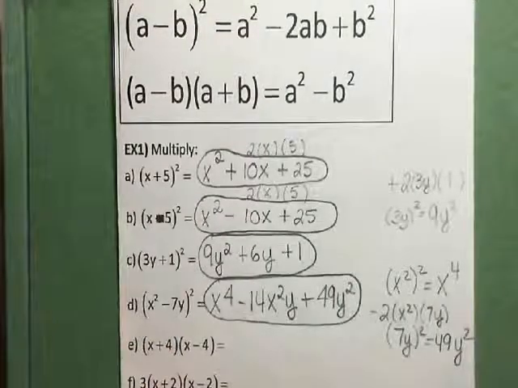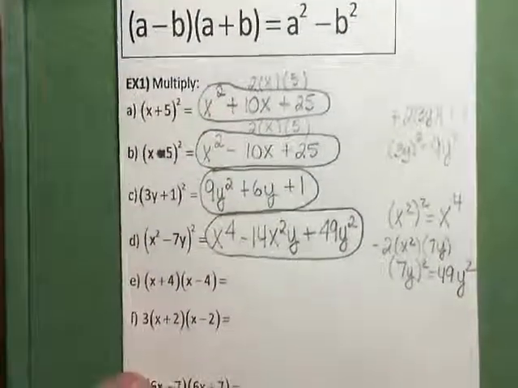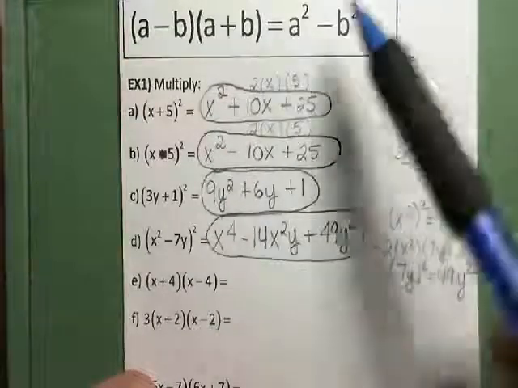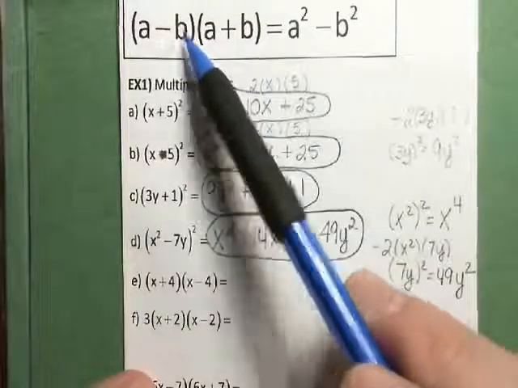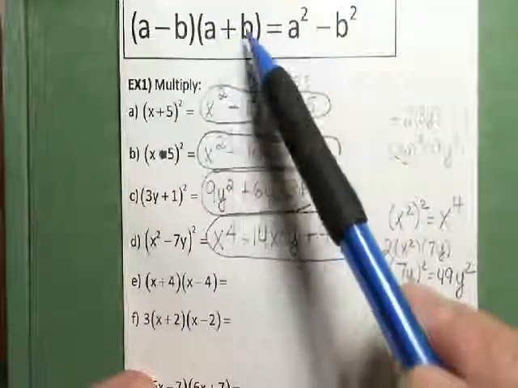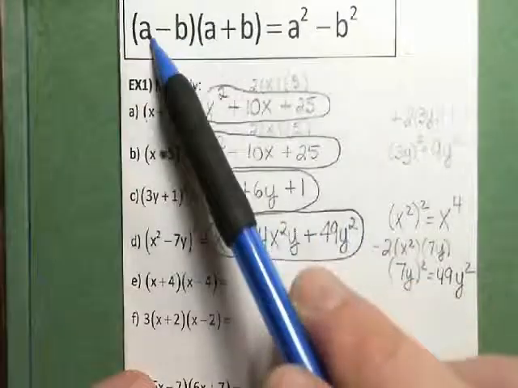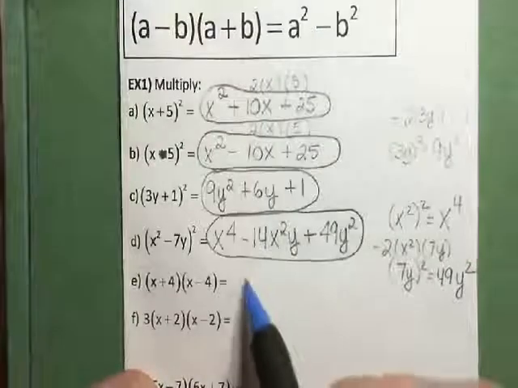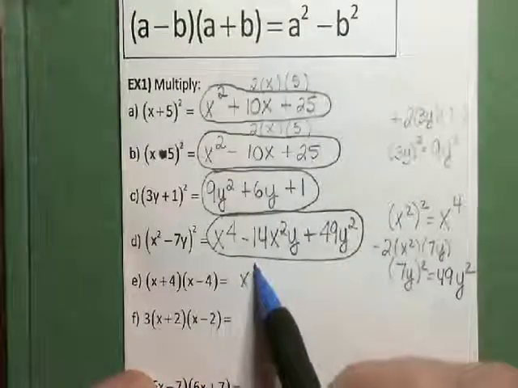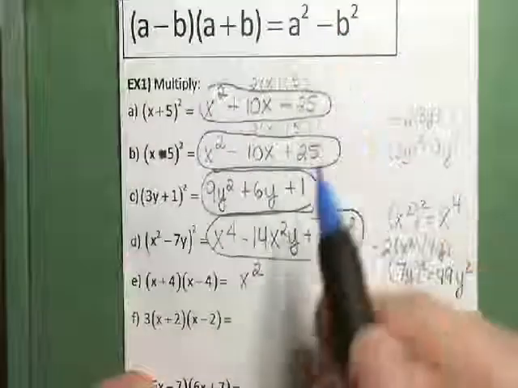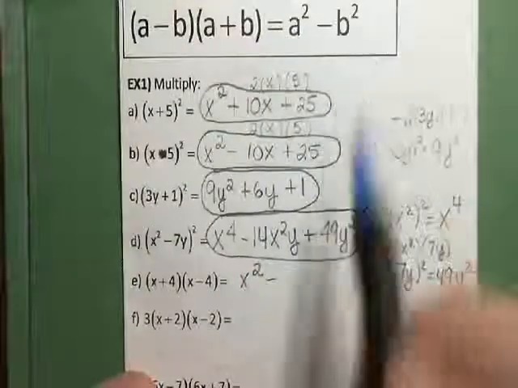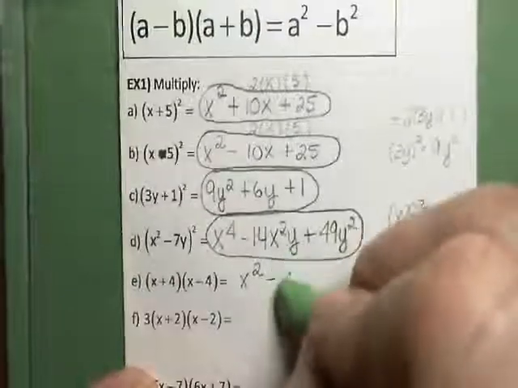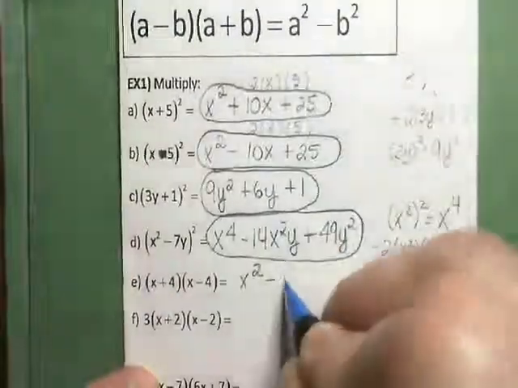Okay, alright, now we're going to go on to the next problem, and the next problem happens to fall into the third formula. Basically I have first term minus the second term multiplied by first term plus the second term. Okay, so basically these repeat, the only thing different is the signs. So according to the formula, I take the first term, which in this case is x, and I square it. Then I put a minus, and I take the second term and I square it. And what's 4 squared? 4 squared becomes 16.